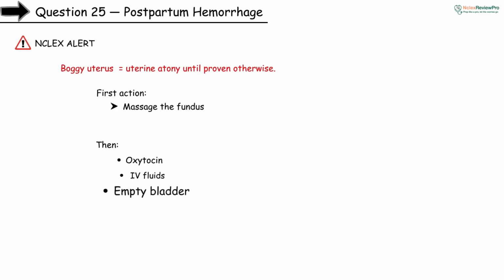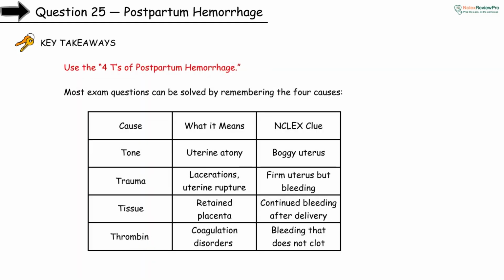Here's your NCLEX alert. Boggy uterus equals uterine atony until proven otherwise, and the first action is always fundal massage. Then you move to medications like oxytocin, IV fluids, emptying the bladder, and notifying the provider. Now let's add a deeper exam concept.